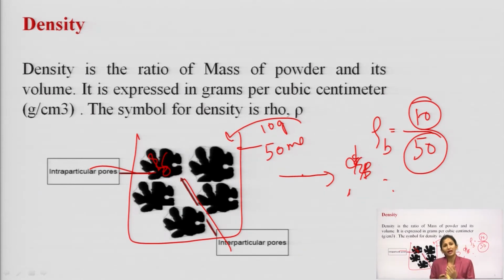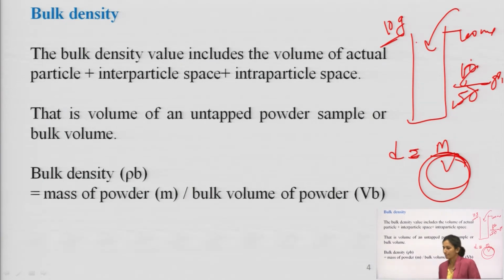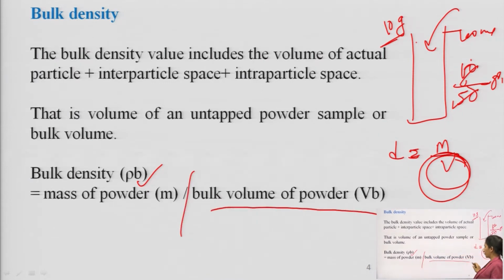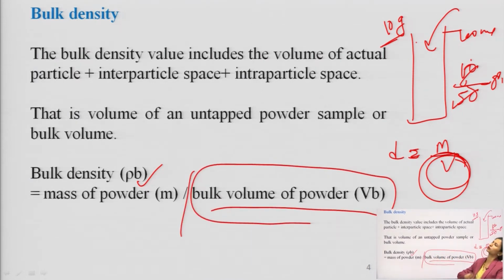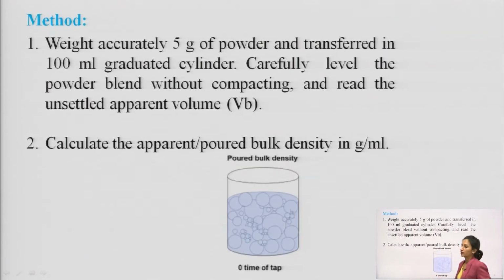Actual particle volume will be there in all densities, but in case of bulk density, it will also include the inter plus intraparticle space. So, bulk density is denoted by rho B, and the bulk density is equal to mass upon volume, and bulk volume, that is volume of actual particle plus intraparticle plus interparticle space. So, this is denoted by the rho B, mass of the powder divided by bulk volume of the powder. And what is the bulk volume, which includes everything, be it interparticle or intraparticle space as well as the actual particle. How will you determine the bulk density?